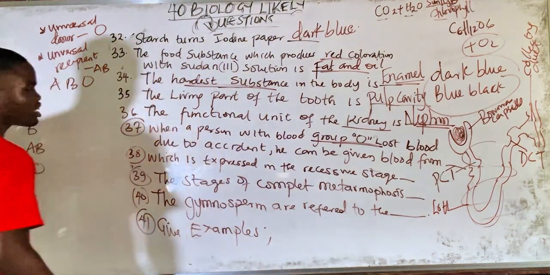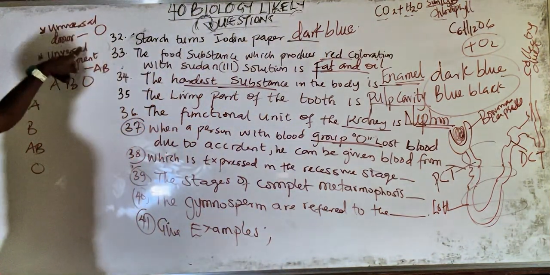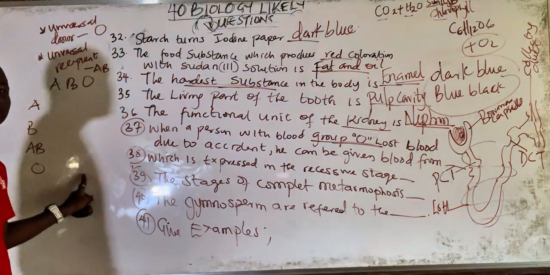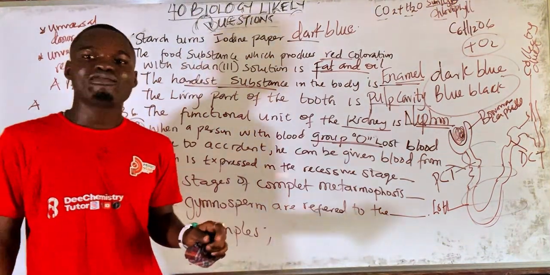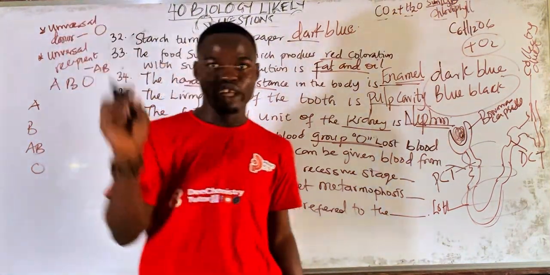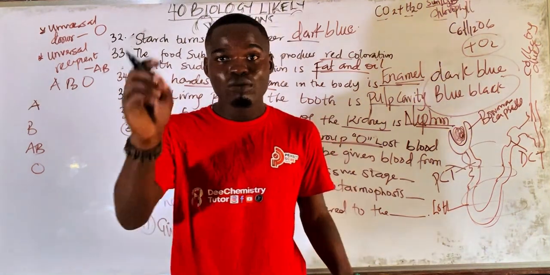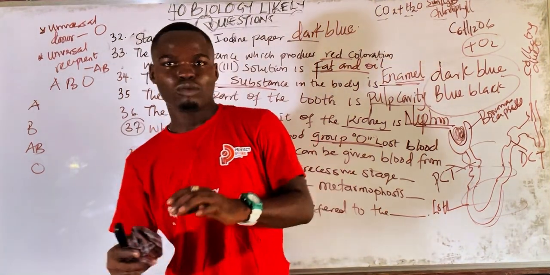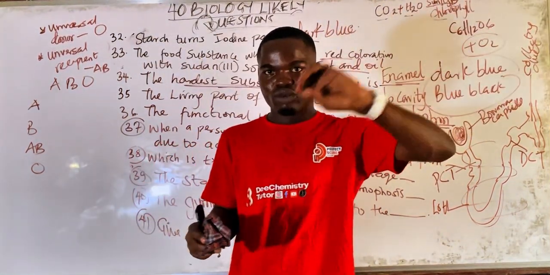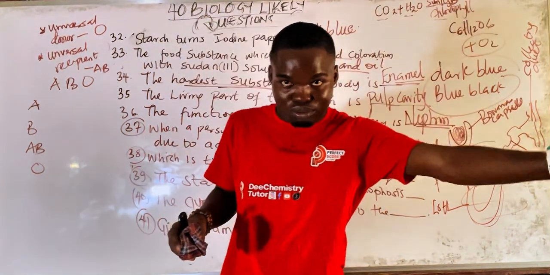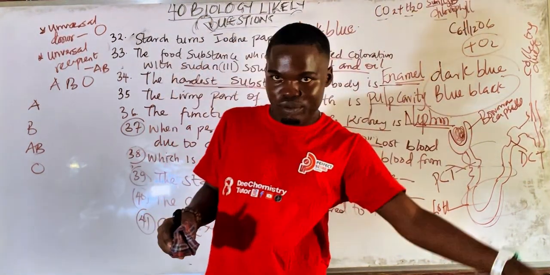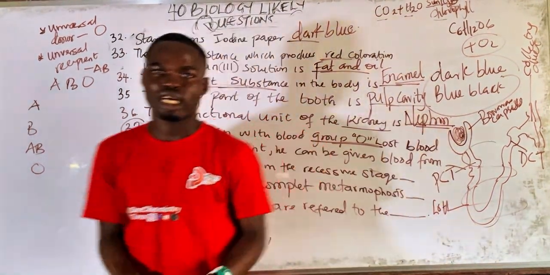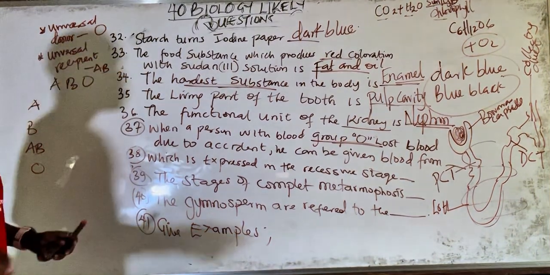Now, for blood group A, since the universal donor is O, all of these blood groups can receive blood from blood group O. Blood group O is a universal donor. That means blood group O can donate to A, to B, to AB, and to O itself. Do you understand?